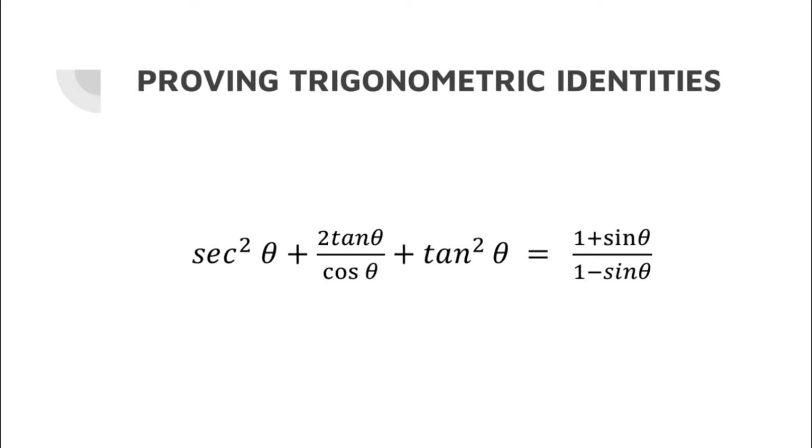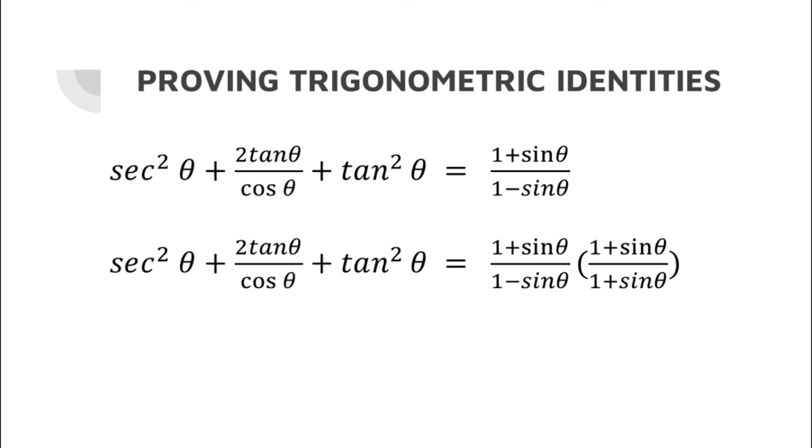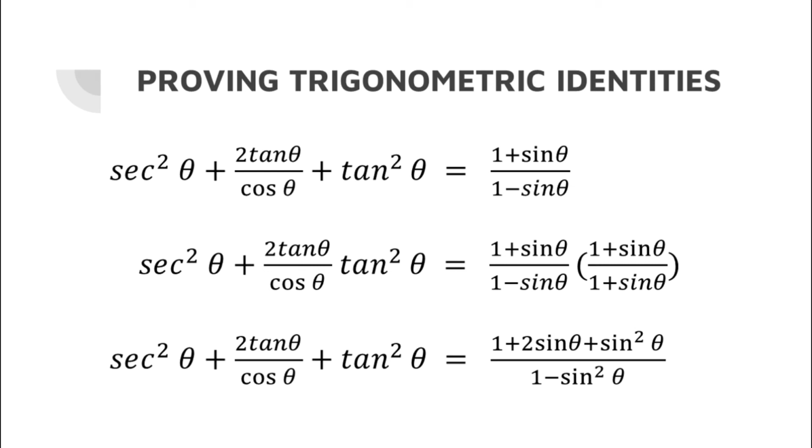So, for the second given, we will have a more complicated one compared to our first given. Secant squared theta plus 2 tangent theta over cosine theta plus tangent squared theta is equal to 1 plus sine theta all over 1 minus sine theta. Since we will be using the right-hand side to prove the left-hand side, and there is no possible identity to change in the right-hand side, we will be using the concept of conjugation. Through conjugation, we will produce a product of sum and difference, multiplying the denominator by its opposite sign. So we will have 1 plus sine theta over 1 plus sine theta, and simplifying it, we will get 1 plus 2 sine theta plus sine squared theta all over 1 minus sine squared theta.